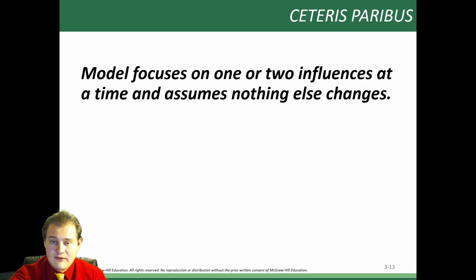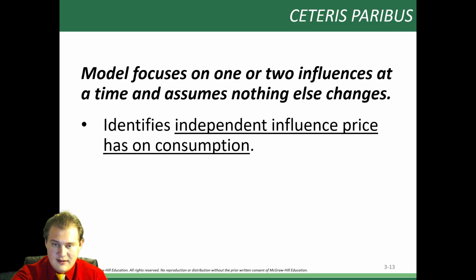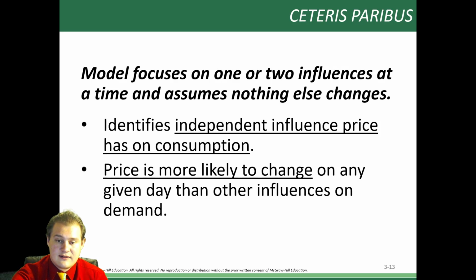The model focuses on one or two influences at a time. So that's the thing, we're only looking at one at a time when we change stuff. We're looking at an independent variable that then will change the dependent variables. So the independent influence is price and the effect it has on consumption. Price is more likely to change on any given day than other influences on demand.